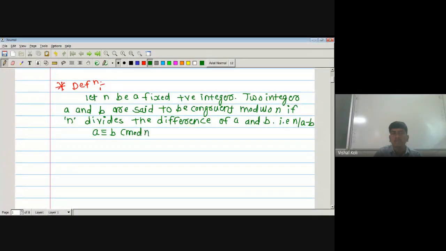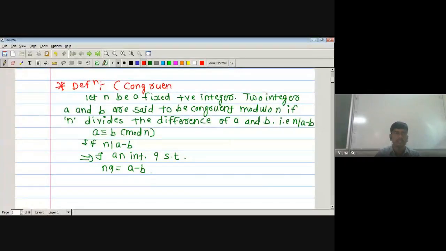We say that a is congruent to b modulo n if n divides a minus b. Now, by the definition of divisibility, if n divides a minus b, there exists an integer q such that n times q is nothing but a minus b. This is the definition of congruence. Now let us take some examples.